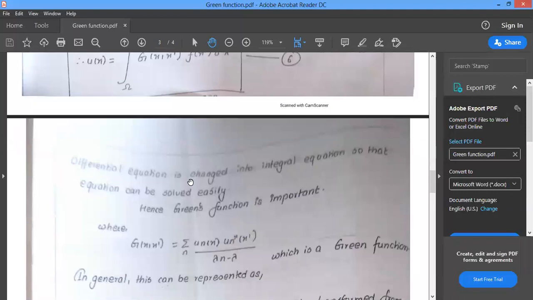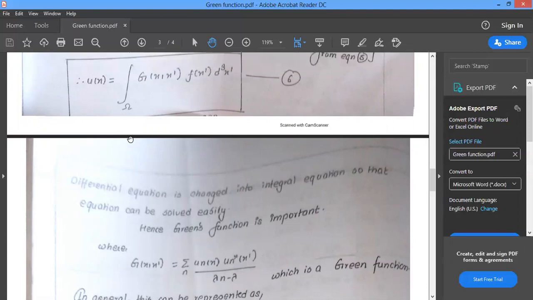Another point is that the differential equation is changed into the integral equation so that the equation can be solved easily. So we have to change the differential equation into the integral equation so that we can solve it easily. Hence, the Green function is important. What is the importance of the Green function? The main importance is that the differential equation is changed into the integral equation so that the equation can be solved easily. Hence, the Green function is important.